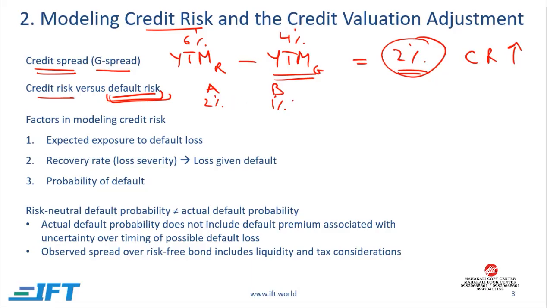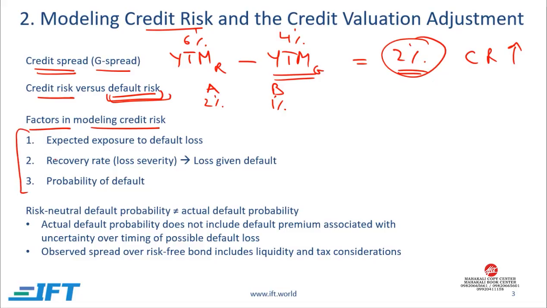On the other hand, with B, the probability of default or the default risk is relatively low compared to A, but let's say that if B defaults, then everything is lost. So there is no recovery. In that case, we can say that even though A's default risk is high compared to B, the credit risk is relatively low. Next, we come to the factors that are considered when modeling credit risk.